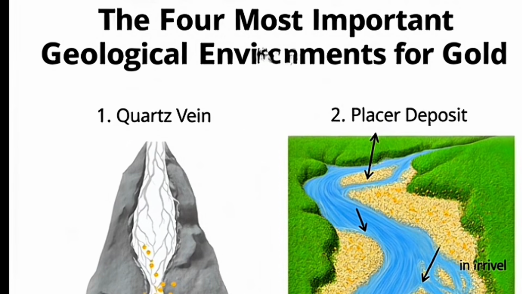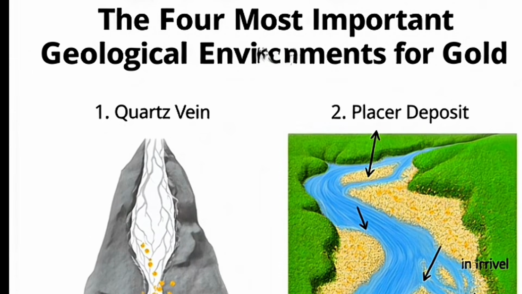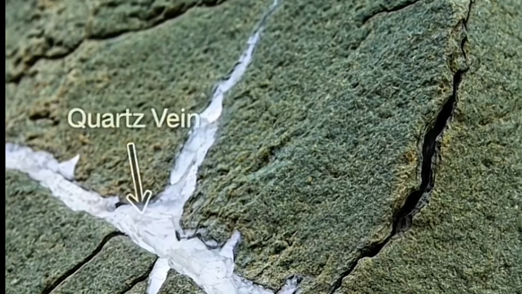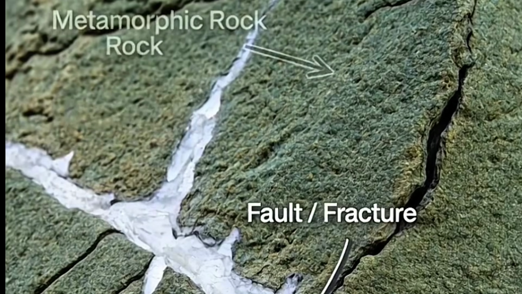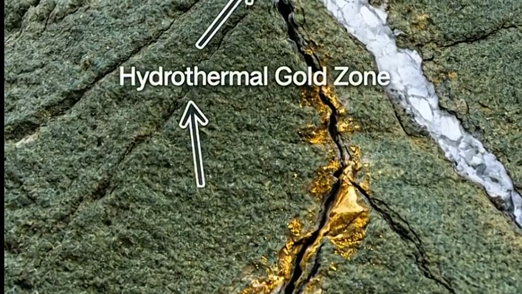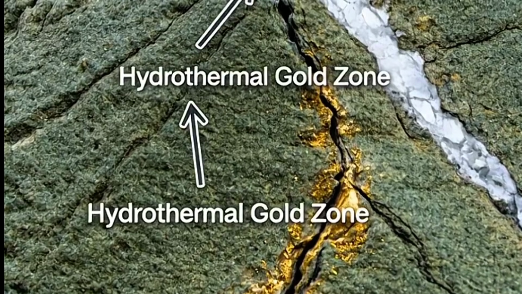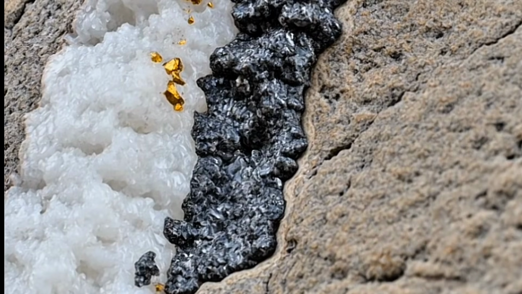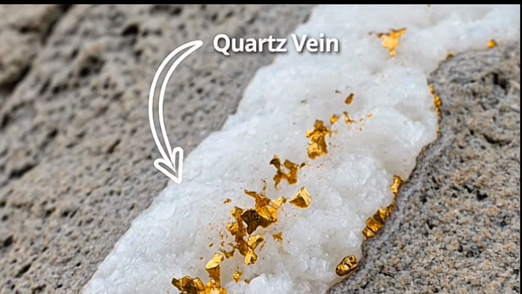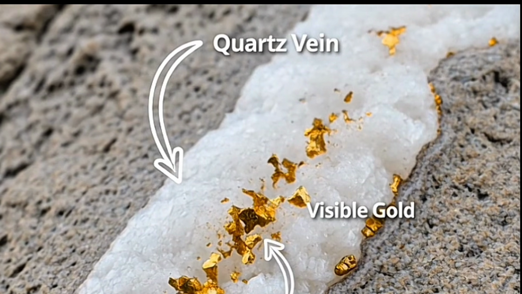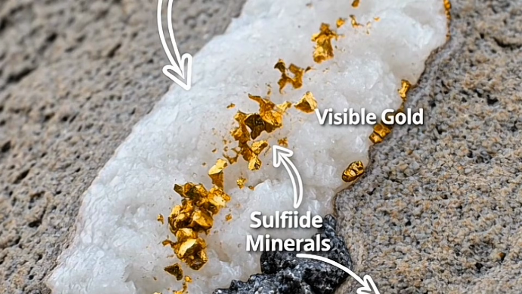Gold forms in specific geological environments. In greenstone belts, ancient rocks and faults allow hydrothermal fluids to deposit gold in quartz veins. In hydrothermal quartz veins, hot fluids fill rock fractures and leave behind quartz, sulfides, and sometimes visible gold.